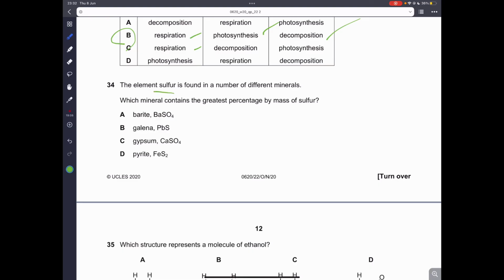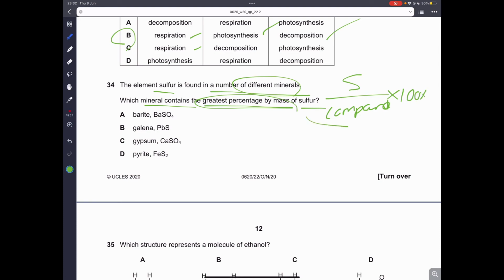Question 34. The element sulfur is found in a number of different minerals. Which mineral contains the greatest percentage by mass of sulfur? Remember, you just have to find the sulfur mass over the whole compound. This is the general formula, and then you multiply it by 100%. So that's basically it. You have to do it for every single one of them. And so, okay, let's do it. Let's go from the bottom.